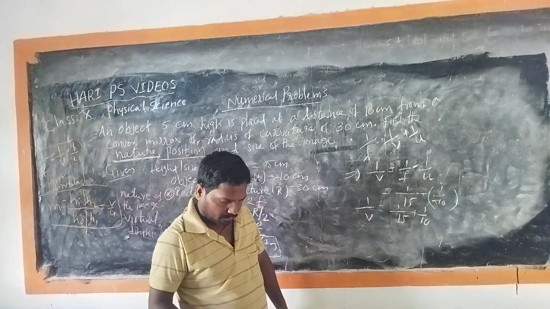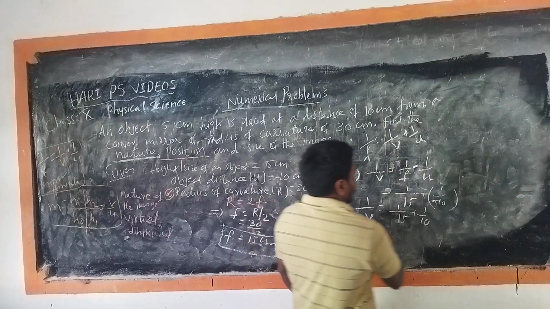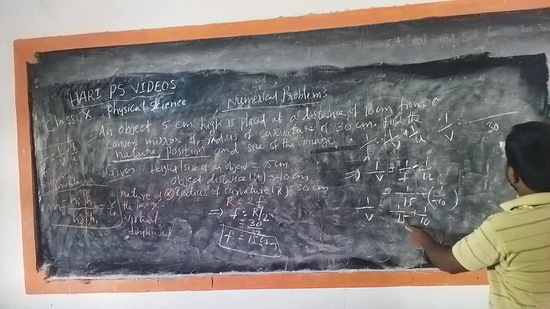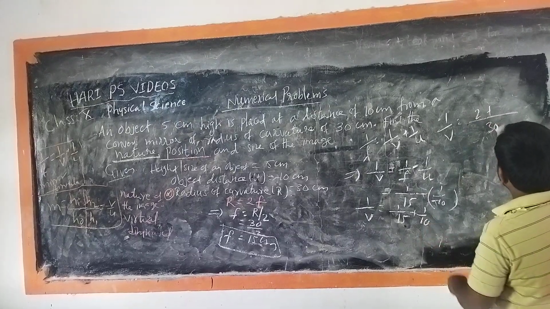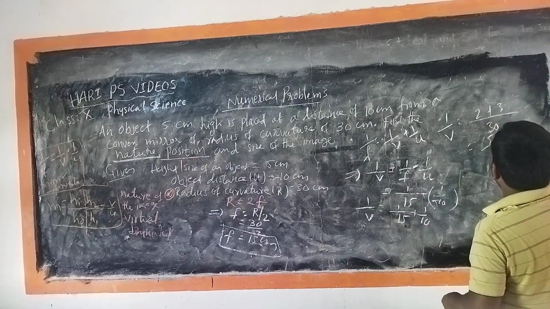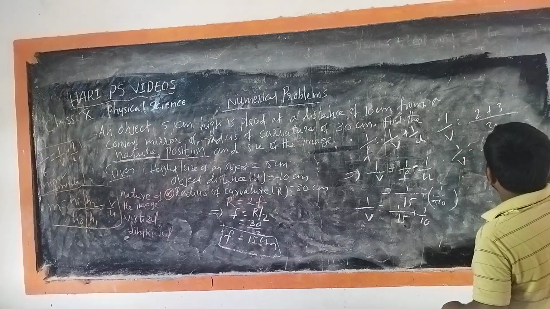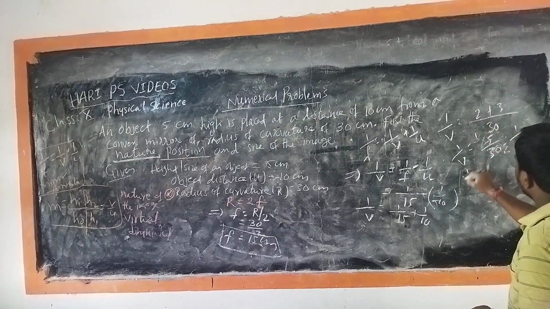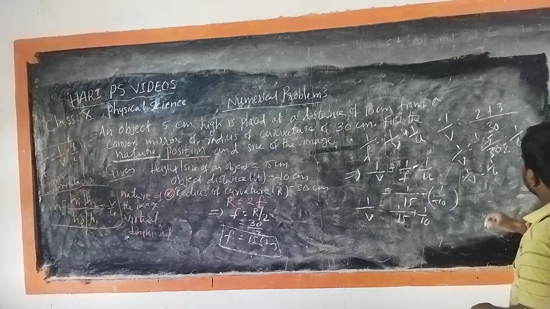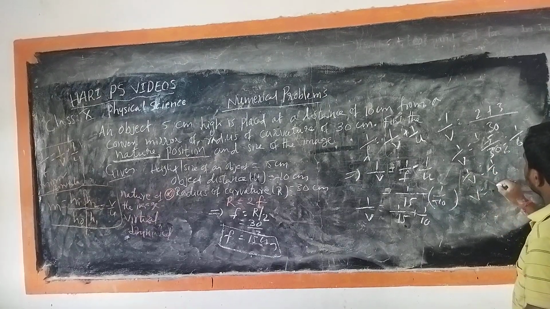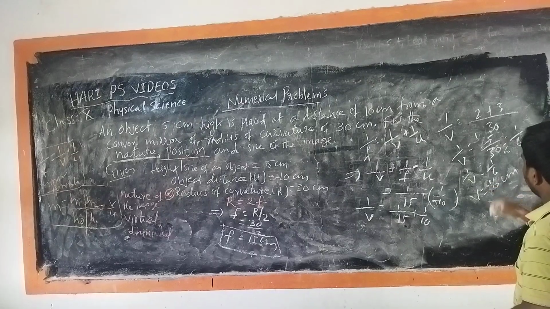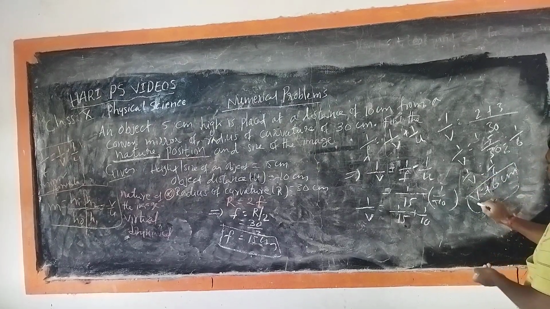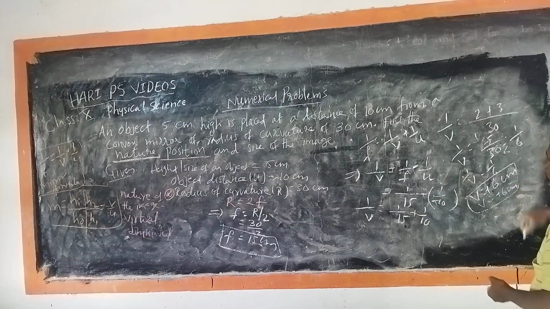1 by v is equal to, with LCM 30, 2 plus 3, that is equal to 5 by 30. 1 by v is equal to 5 by 30, that is equal to 1 by 6. So 1 by v equals 1 by 6. From this we write v is equal to 6 centimeters. So v is equal to plus 6 centimeters.